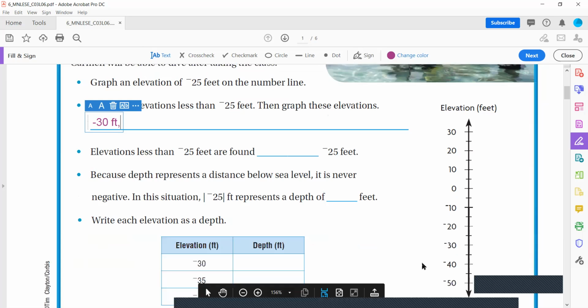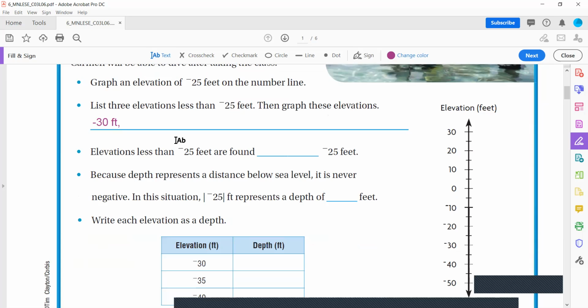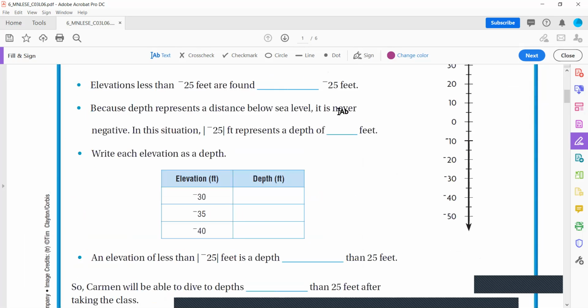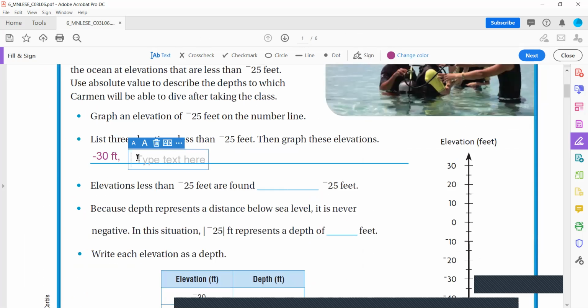You choose any number which is somewhere here, from minus 10 to minus 50, less than minus 25. Minus 32. Okay, very good.